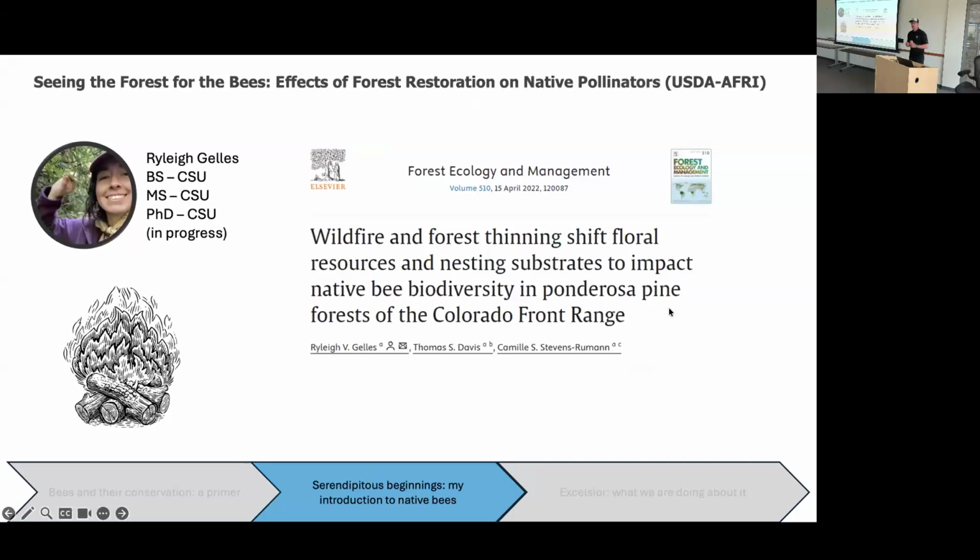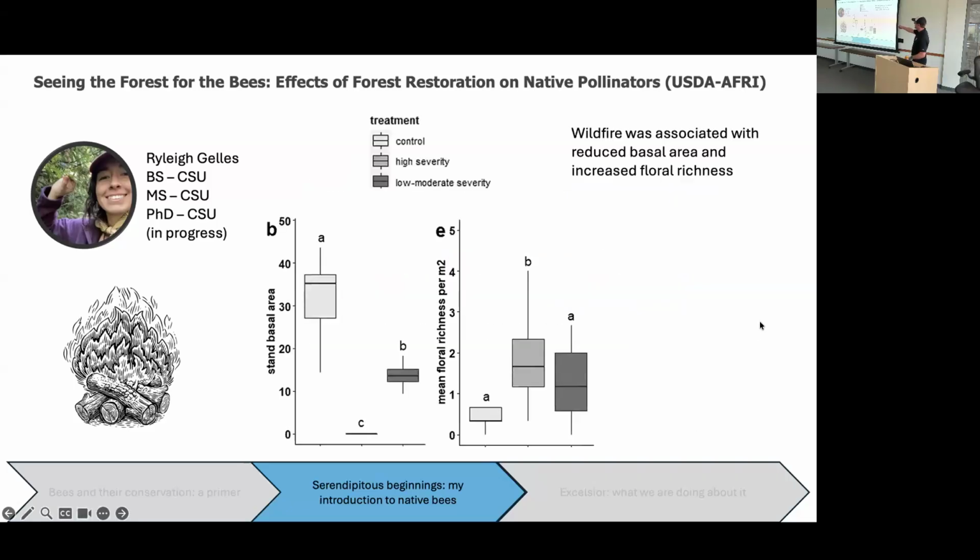What about wildfire? Wildfire is another pervasive disturbance in Western North America. Intern Riley Gellas did her master's on this project, and this paper is the result of the work she did during her master's degree. She replicated the same sort of thing that I did in the other studies: she went out and established sites in areas that had burned at high severity, or burned at low to moderate severity, and then evaluated effects on stand basal area and floral richness.